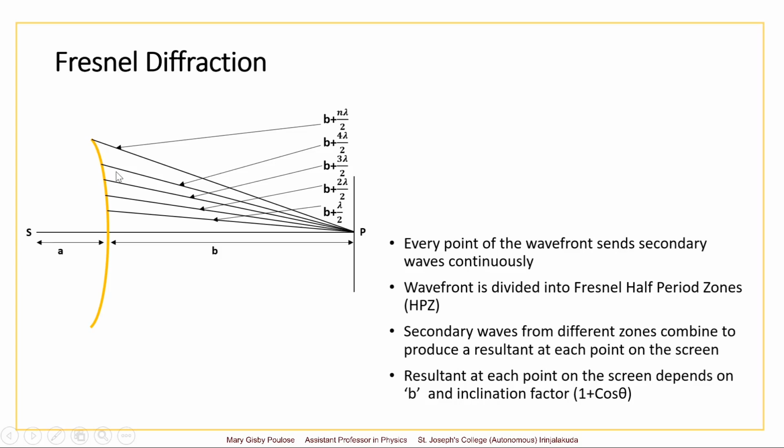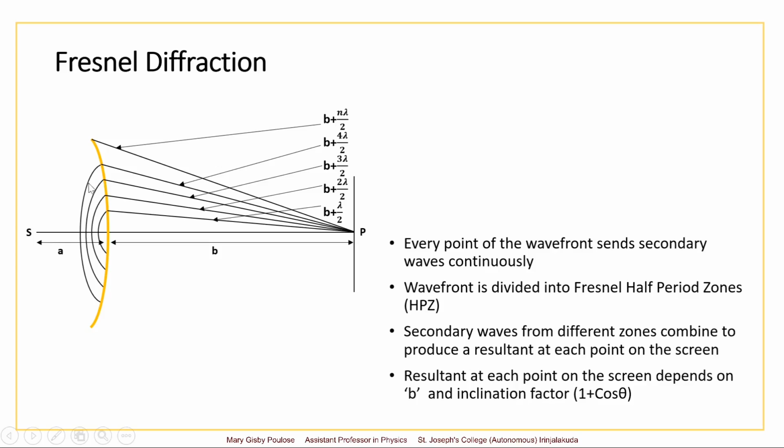Drawing a circle using these lines, we will get the first circle. It is called the first half period zone. Using the second line, we get the second half period zone. The region between these two lines, this annular ring, will be the second half period zone. Now, the region between the second circle and the third circle will be the third half period zone.